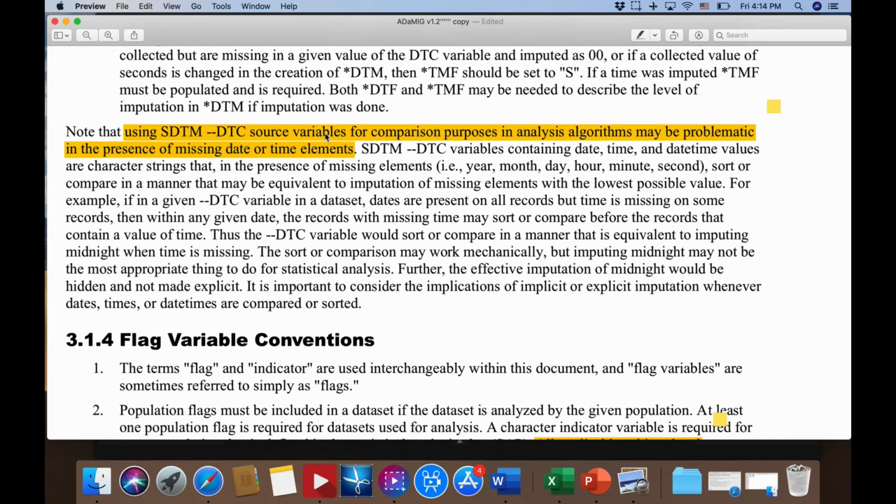So here it generally means that when you compare date or time differences, usually the DTC is not a good candidate for that. You might need to use other variables, because it might have lots of imputations and not be directly and easily comparable because of this imputation.